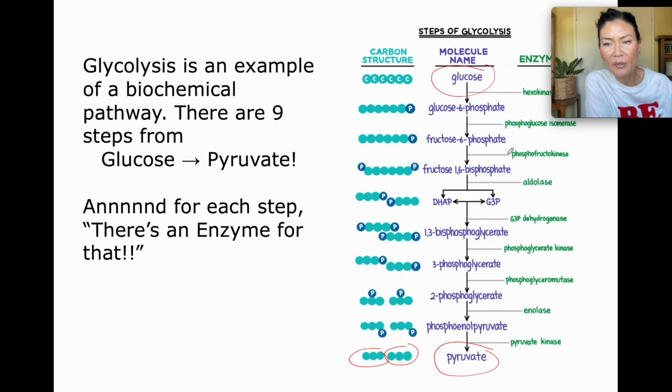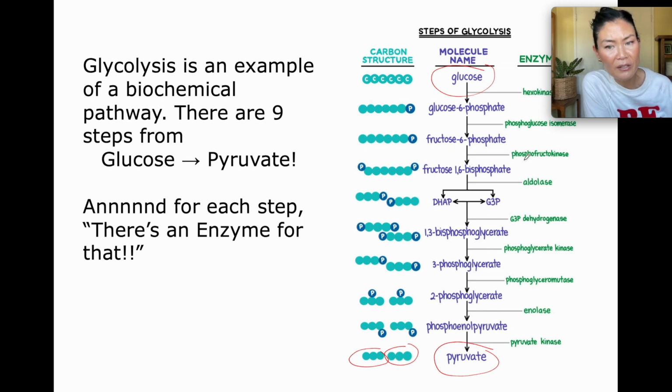Phosphoglucose isomerase, phosphofructokinase, aldolase, G3P dehydrogenase, phosphoglycerate kinase, phosphoglyceromutase, enolase, and then pyruvate kinase, okay? So there's 9 steps to go from glucose splitting into 2 molecules of pyruvate, glycolysis, okay, splitting of glucose.